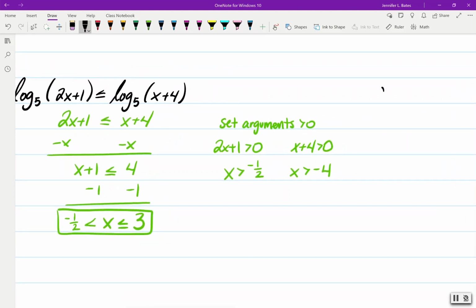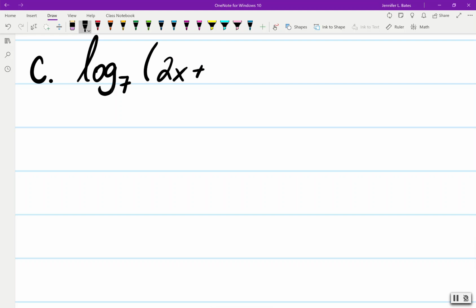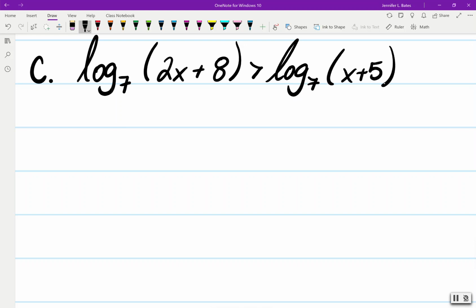Okay, let's try another one. Example C. We are given log base 7 of 2x plus 8 is greater than log base 7 of x plus 5. My log bases are the same, so I can drop the arguments. 2x plus 8 is greater than x plus 5. Should be easy solving, so go ahead and solve this.